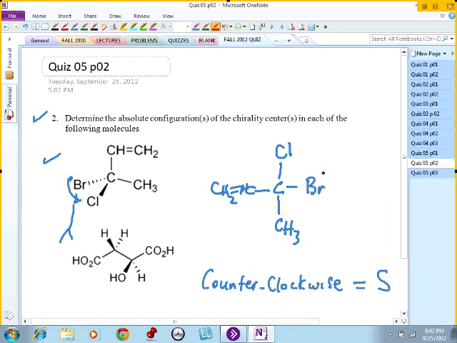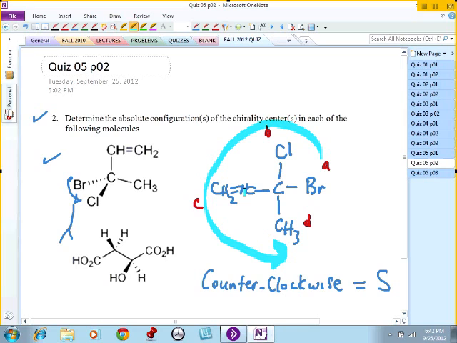Make the priority assignment. What is A? B? C? D? Now let us make our motion from A to B to C. Ignore group D. We now go A to B to C. So what is that? Counterclockwise. And what is it?